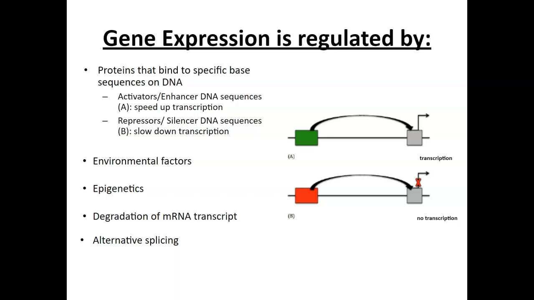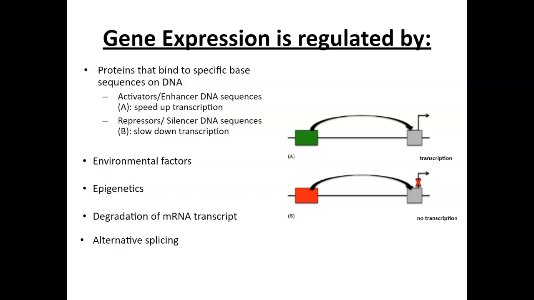So we are going to talk in just a moment about activator proteins binding to enhancer sequences, which will turn the gene on, thereby speeding up the entire rate of transcription. We're also going to talk about proteins that can slow down transcription. Those are called repressors, and they will bind to silencer regions on the DNA sequence.